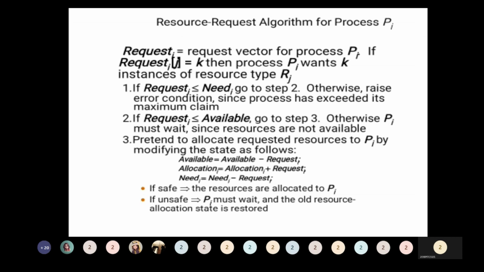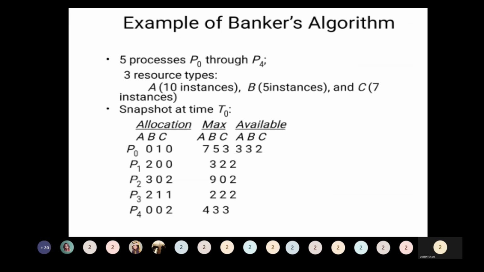Okay, we'll see an example for understanding the Banker's algorithm in a better way. There are 5 processes, P0, P1, P2, P3 and P4, in our system. There are 3 resource types A, B and C. A has 10 instances, B has 5 instances, C has 7 instances. The current snapshot is shown here.